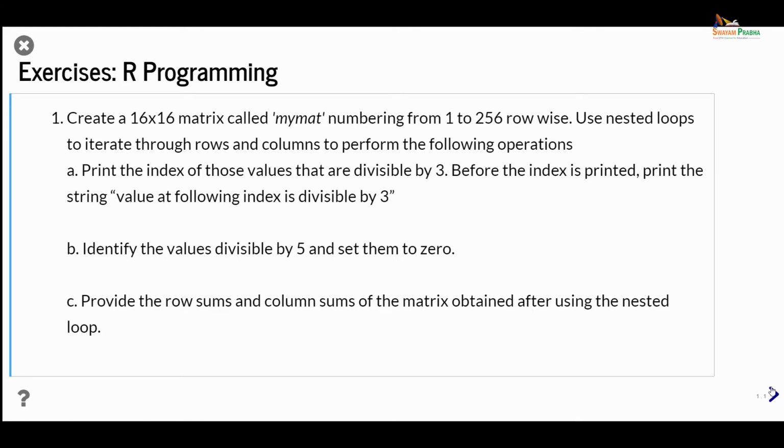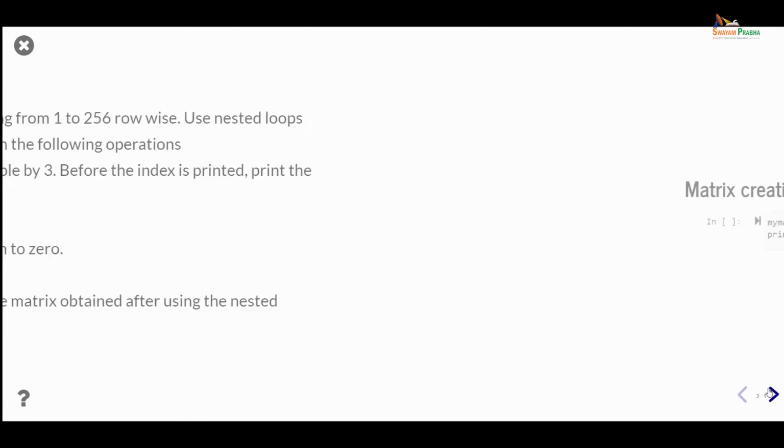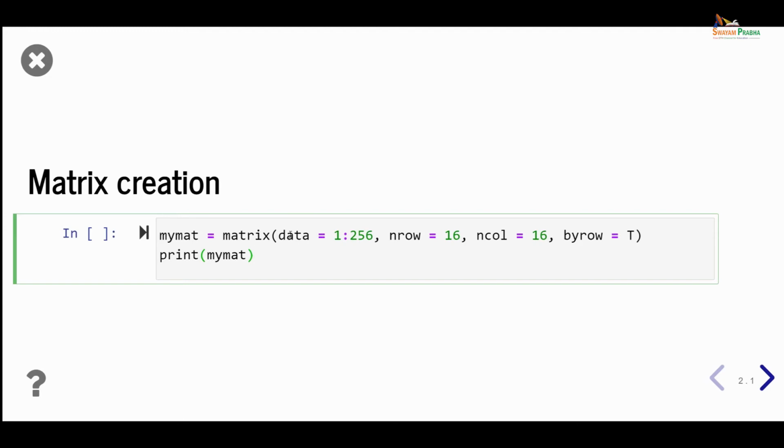Before getting into solving the first subproblem, we first need to create a 16 by 16 matrix with values ranging from 1 to 256. So the first thing that we're doing is the matrix creation. In order to create a matrix, we can use the function called matrix, and the first argument is nothing but the data, where I've given the sequence of values using a colon, that is from 1 to 256. I've also specified the number of rows as 16 and number of columns as 16, and I've also given byrow equal to TRUE in order to get the values of the matrix arranged row wise. I've saved the output to a variable called mymat, and I'm printing mymat.